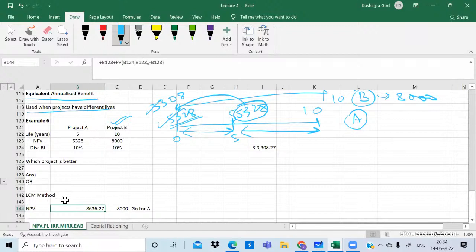This method is known as the LCM method, because what I'm trying to do is calculate the common multiple. So the common multiple of 10 and 5 is 10 years. So I'll implement the project twice. So any questions with this?